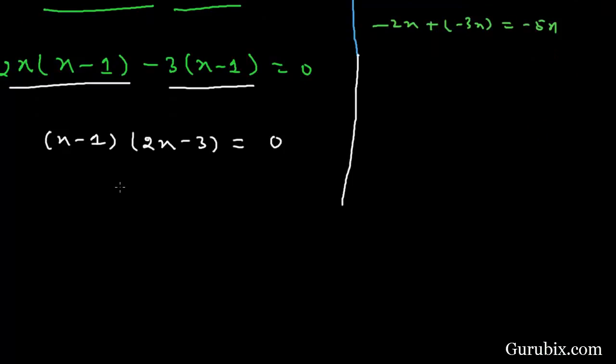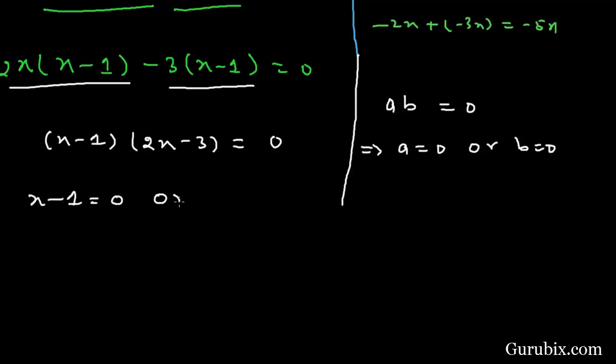And here is the situation that x minus 1 into 2x minus 3 is equal to 0. In this situation, if a into b is equal to 0, this implies that either a is equal to 0 or b is equal to 0. This means here x minus 1 will be equal to 0, or, we shall write or here, 2x minus 3 equals 0. This means x is equal to 1 or x is equal to 3 over 2.